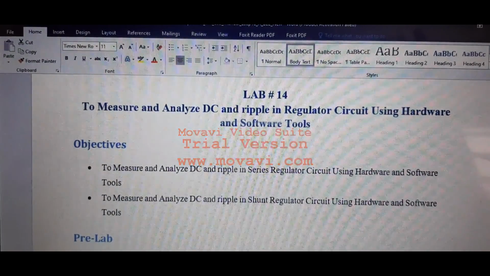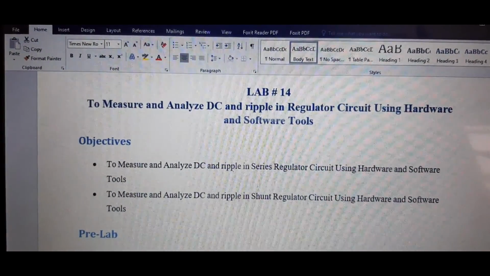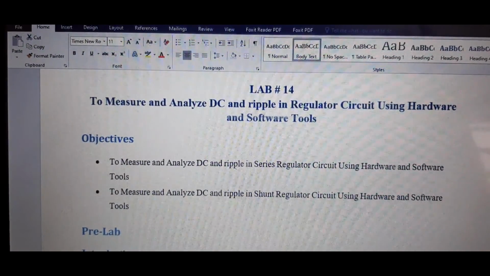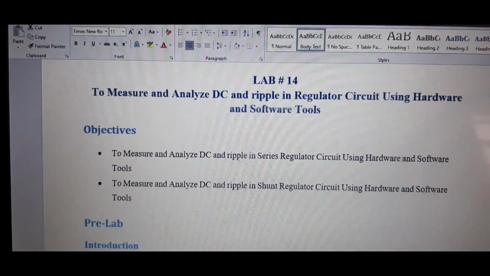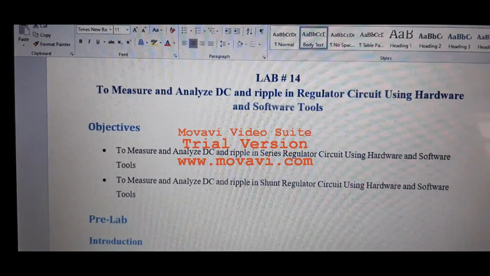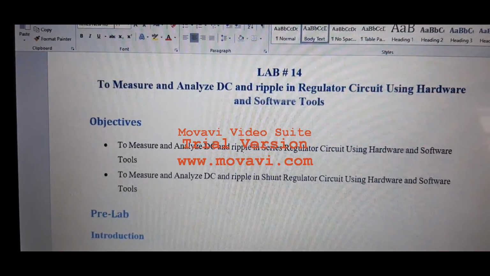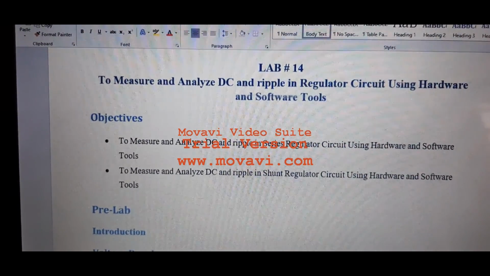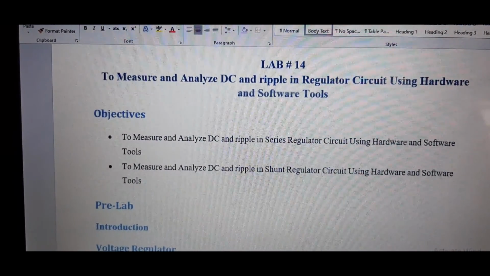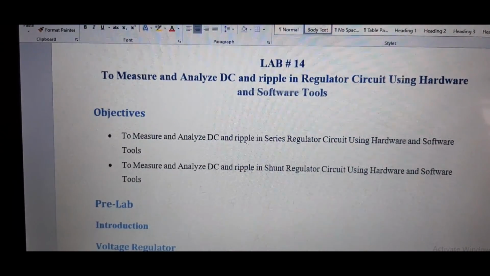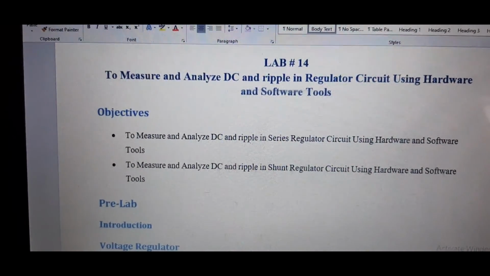Today the lab is about the analysis of the DC and the ripple present in the regulated circuit using the hardware and the software tool. The objective of this lab is to analyze the DC and the ripples present in the series and the shunt regulated circuit. For this lab, we will assemble the circuits on the breadboard and we will see its output, whether the ripples are present or not, and whether it is providing the constant output voltage or not.